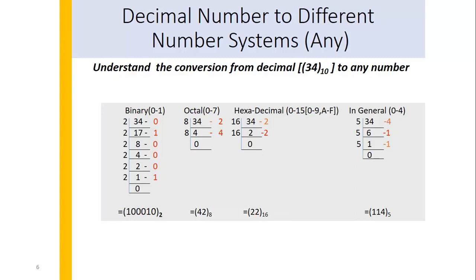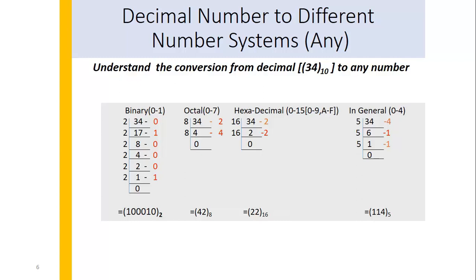Now let's convert the decimal number into hexadecimal. As the total number of digits used to represent a hexadecimal number is 16, we divide 34 by 16, and we get 2 as quotient and 2 as remainder. Again dividing this 2 by 16, we get 0 as quotient and 2 as remainder. So 34 in decimal is represented as 42 in octal and 22 in hexadecimal, right?